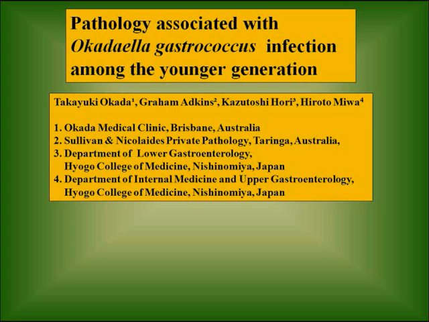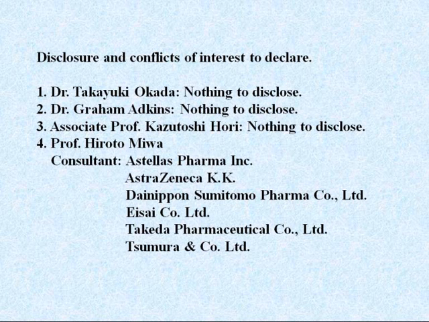I have collaborated with Dr. Graham Adkins, who is a pathologist at Sullivan and Nicolaides Private Pathology, Brisbane, Australia, Associate Professor Kazutoshi Hori at the Department of Lower Gastroenterology, Professor Hiroto Miwa at the Department of Upper Gastroenterology and Internal Medicine at Hyogo College of Medicine, Nishinomiya, Hyogo, Japan. Disclosure and conflict of interest to declare is shown in the slide.